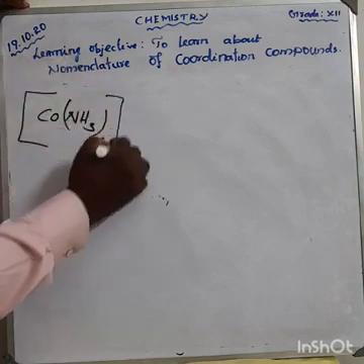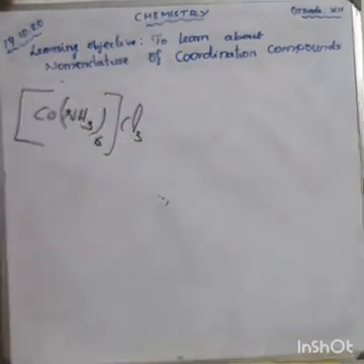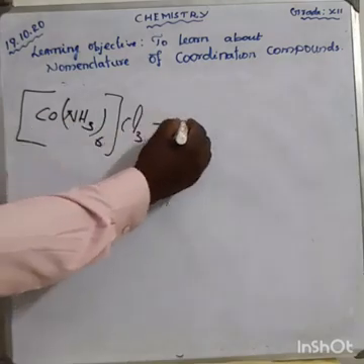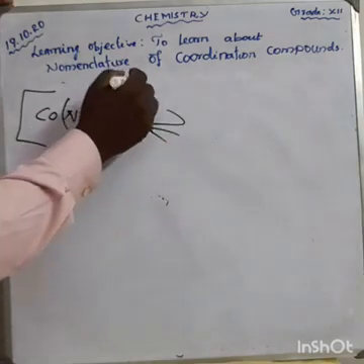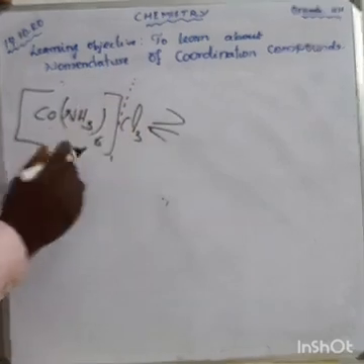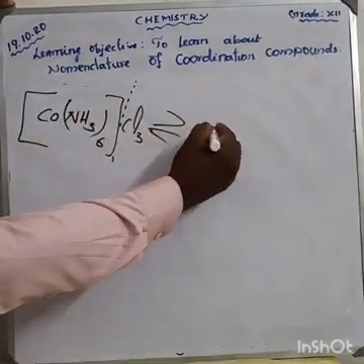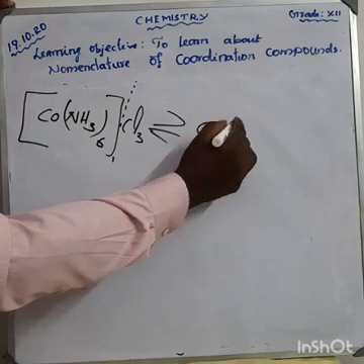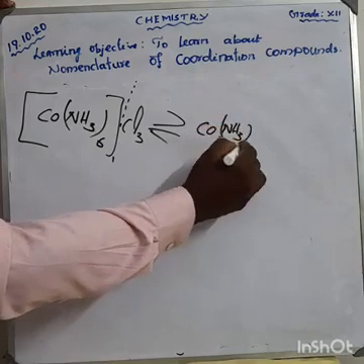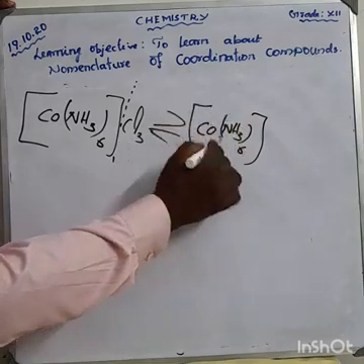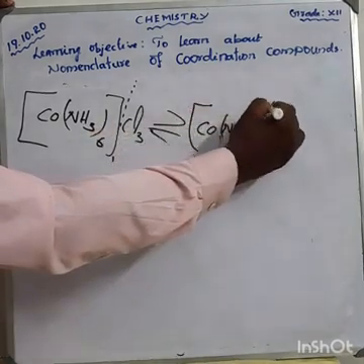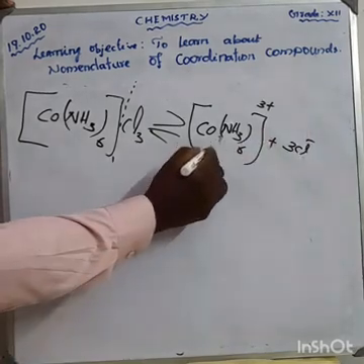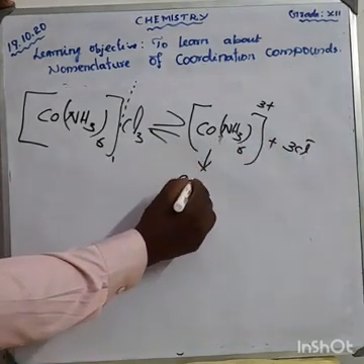Here, this can be written with the first one being the complex cation, [Co(NH3)6]3+, and 3 Cl-. This is the complex cation.